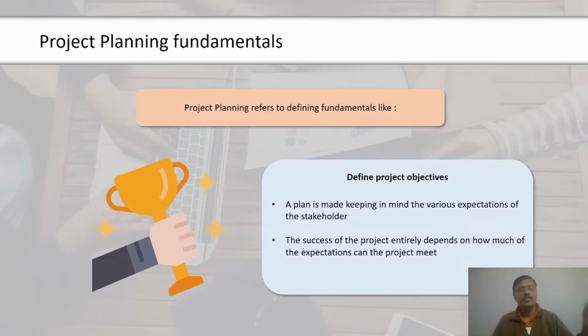The float of the activity is either the difference between the late start and early start, or the difference between late finish and early finish. Both the differences work out to be the same. Before the start of the PMP exam, please make a note of the total float formula. Let's understand the critical path calculation with an example in the next screen.